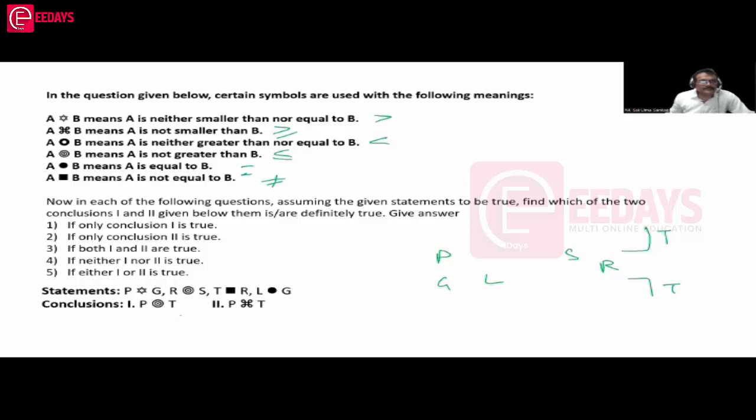P is less than or equal to T. And next, this one: greater than or equal to T. We already brought the same options. Less than or equal to, greater than or equal to. That means if you want to compare two values P and T, either equal or greater than or less than, all options exist in these two conclusions. So either this one or this one, either equal or not equal. So what is the answer? Either 1 or 2. Option 5 is the correct answer.